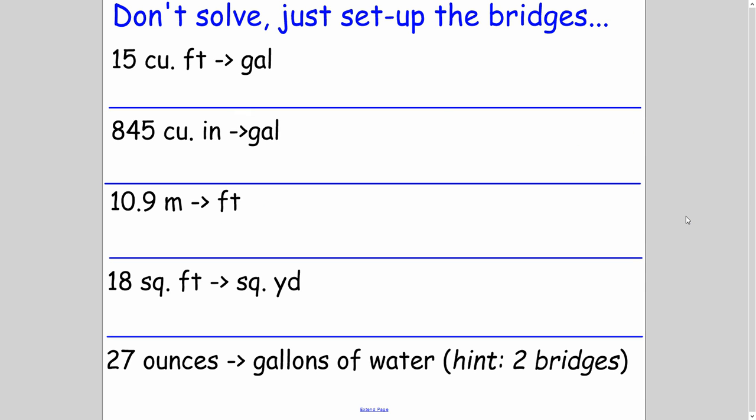So if you got to this point, you're doing well. Look at these problems and don't try to solve them, just try to set up the bridges. You can pause the video here and see if you can set these bridges up, and then I'll show you what the answers are.